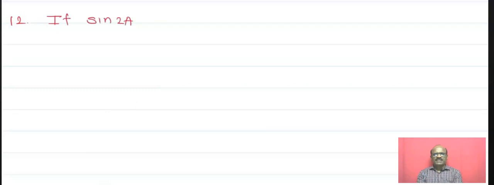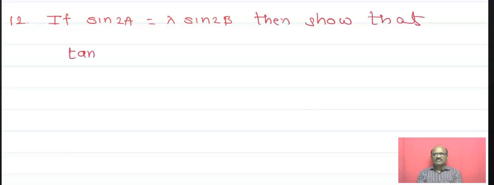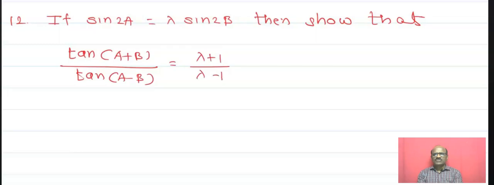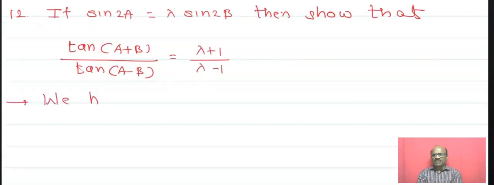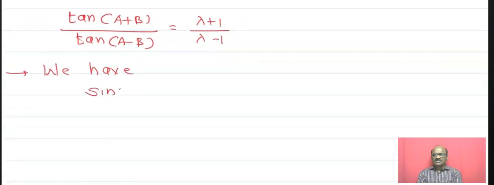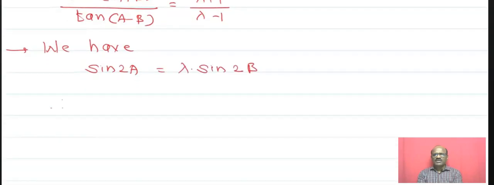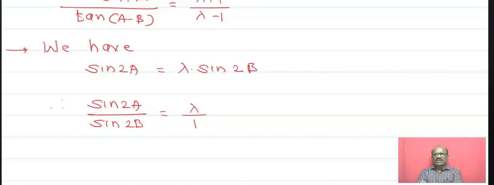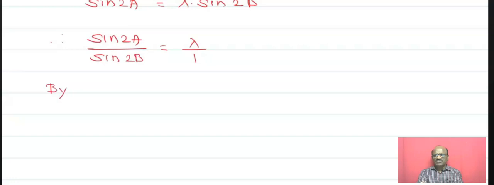If sin of 2a is equal to lambda into sin of 2b, then show that tan of a plus b upon tan of a minus b is equal to lambda plus 1 upon lambda minus 1. We have sin of 2a equal to lambda into sin of 2b. Therefore sin of 2a upon sin of 2b is equal to lambda. Now we'll apply componendo dividendo; actually the answer is given in the question. That is, by applying componendo dividendo.